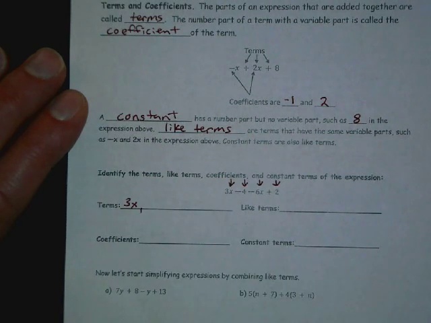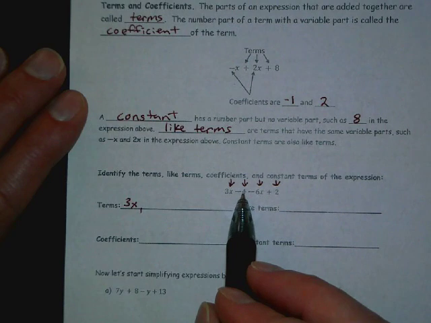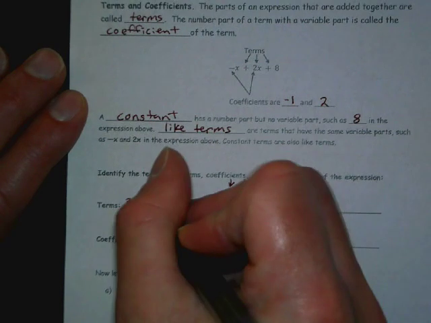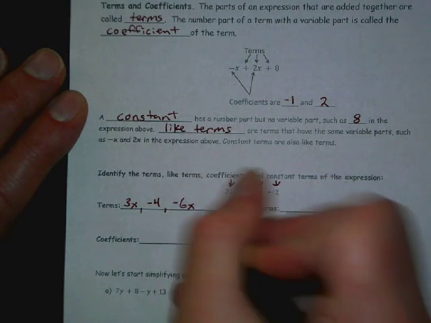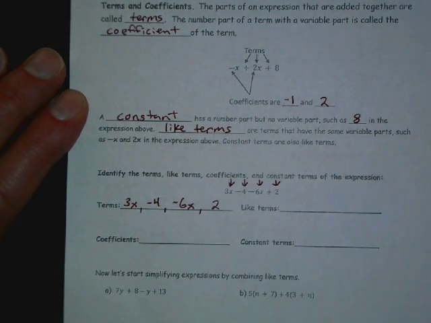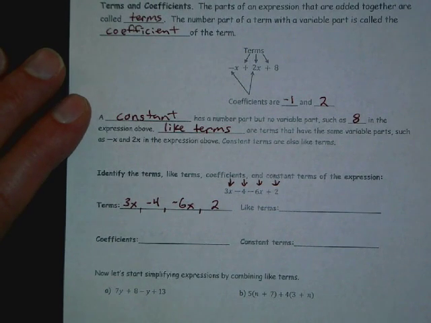I'm just going to separate them by a comma on this line. The sign in front of this goes with it. So -4 would be a term. -6x. And 2. So we have 4 terms in that expression.